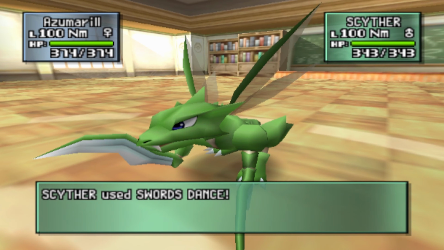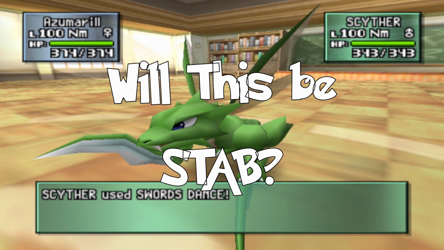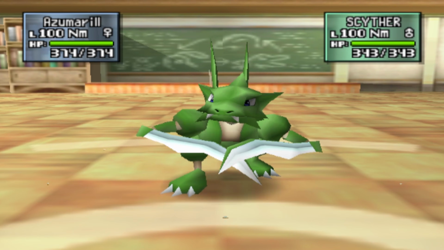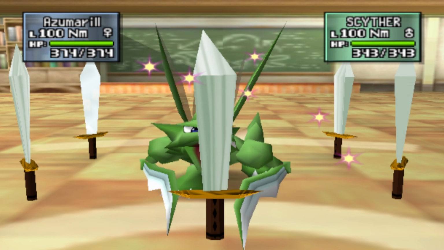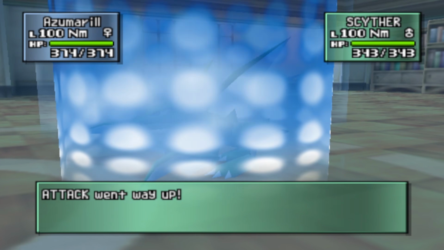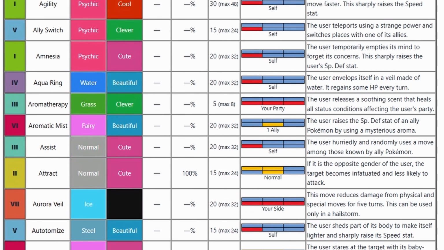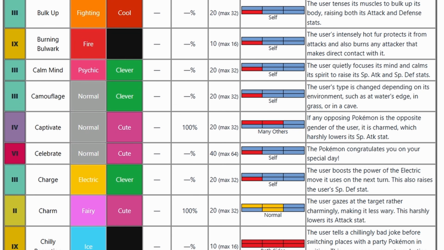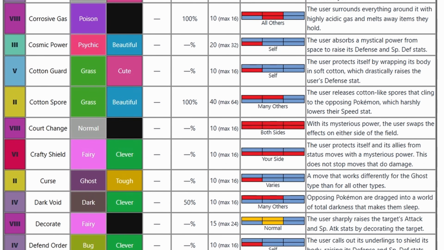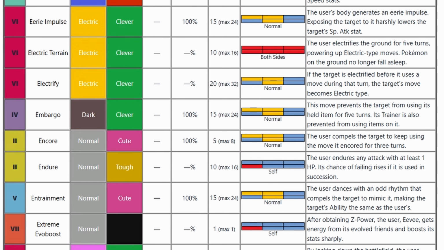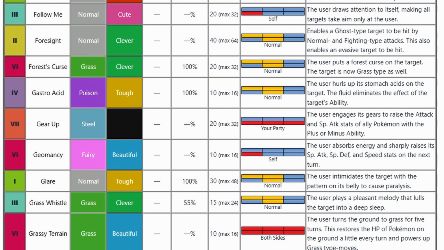Scenario. Scyther is about to use the move Swords Dance. Will this be STAB? If you said yes again, then I can see that you've clearly stopped paying attention and you just want to move on with your life. Well, too bad! Swords Dance is one of those non-damaging moves that I just mentioned that raises a stat instead of inflicting damage. Come on, pay attention.